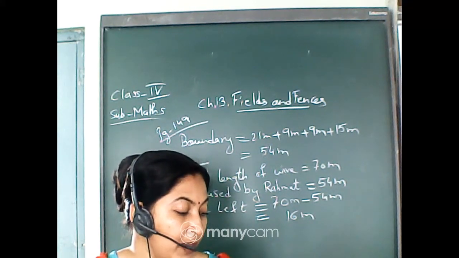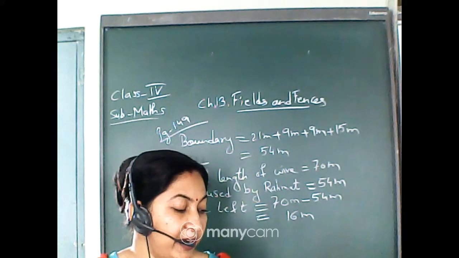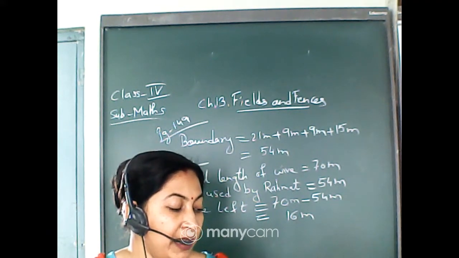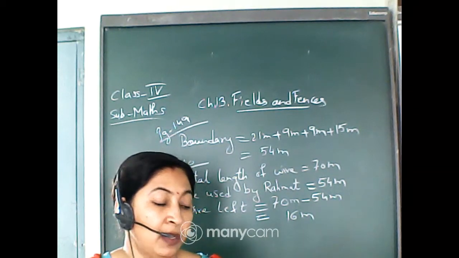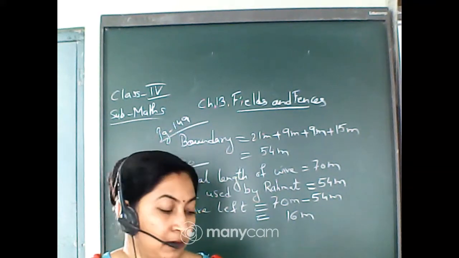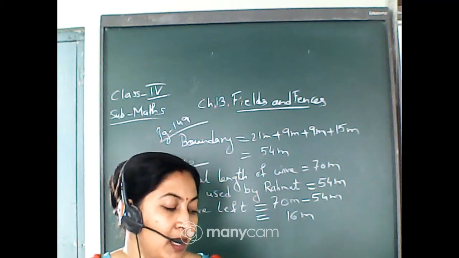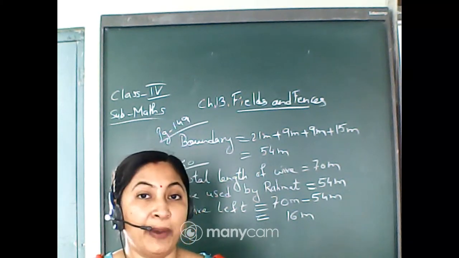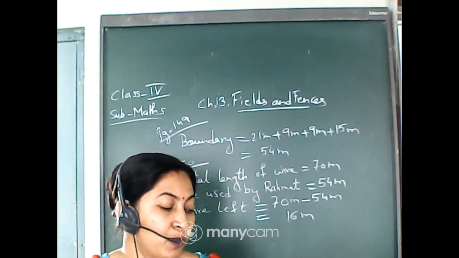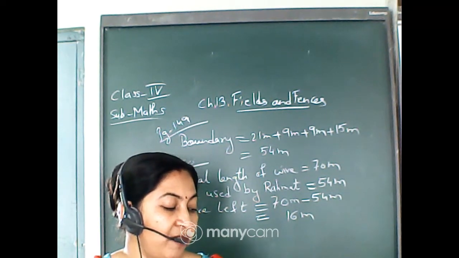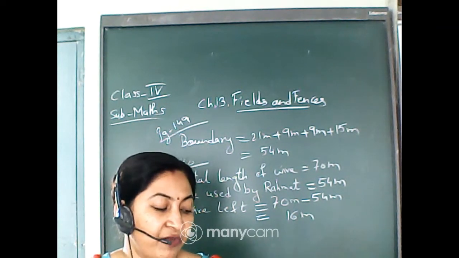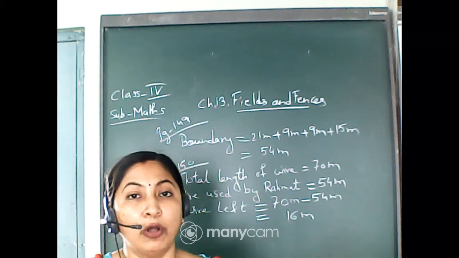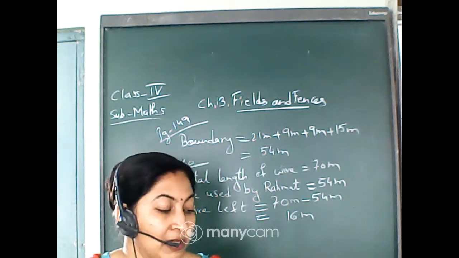Now next one. Ganpat thanked Rahmat and started fencing his own field, but he needed more wire. The picture is showing the field of Ganpat. How long is the boundary of Ganpat's field, and how much more wire will Ganpat need for his field? Now you have to find out the perimeter of Ganpat's field. So how will you find it? By adding all the sides of the boundary.